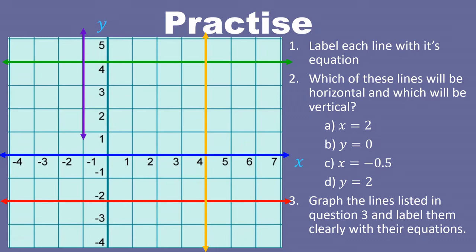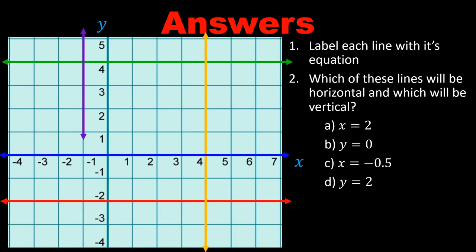I hope you had a chance to hit pause because here come your answers. For question 1, let's label these lines. I'm going to go in rainbow order. So starting with the red line, that's a horizontal line. That's the line y equals -2. Next, the yellow line, that's a vertical line. That's the line x equals 4.